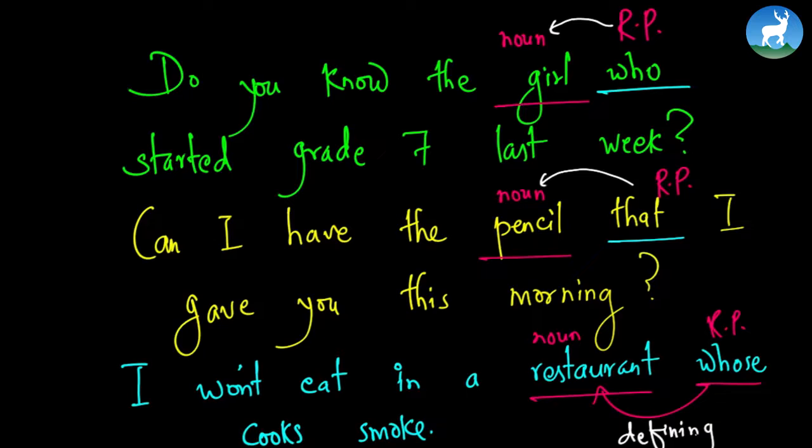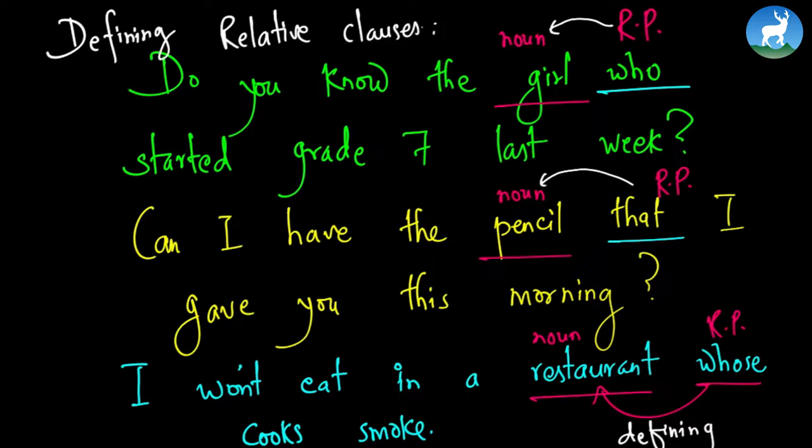All these relative clauses are called defining relative clauses. There is also a relative pronoun whom, which can be used as the object of the relative clause. Keep that in mind. For now, let's study some examples.